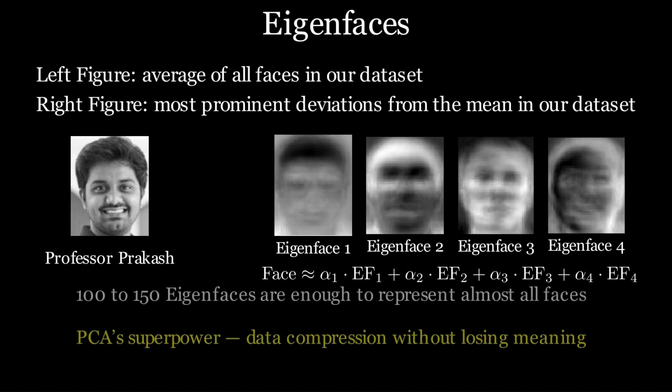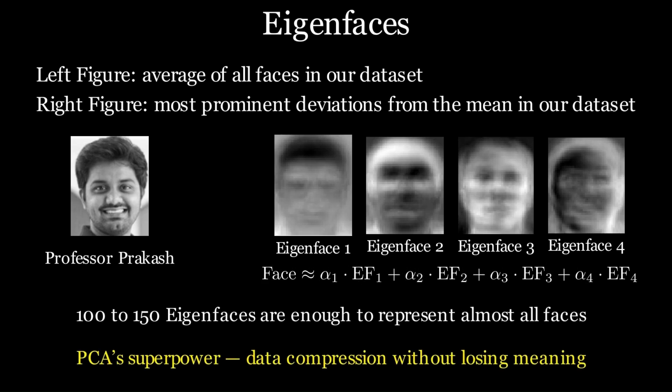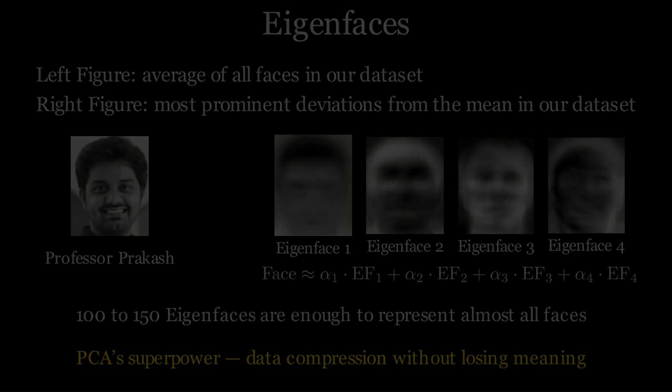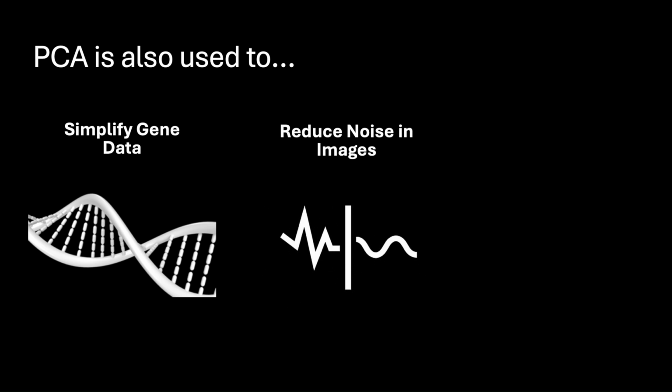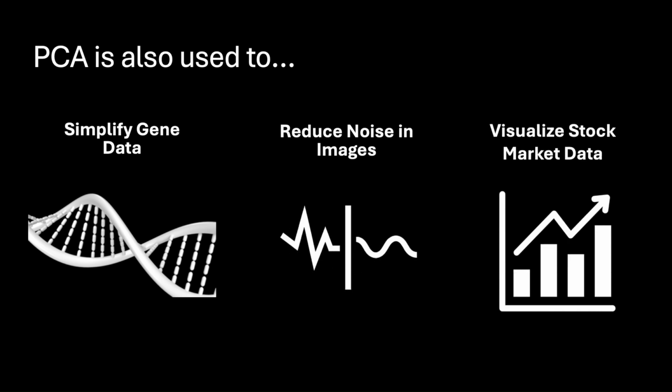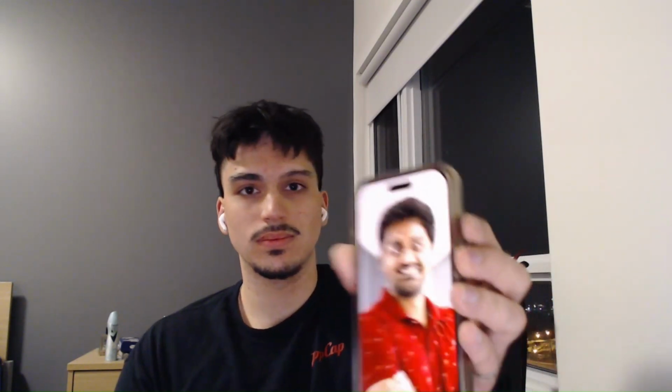All you need is around 100 to 150 eigenfaces to represent almost all faces. And that's PCA's superpower: data compression without losing meaning. Beyond compressing instructor Harish's face, PCA is used to simplify gene data, reduce noise in images, and even visualize high-dimensional stock data. So the next time your phone unlocks with your face or you're staring at way too many variables, remember, it's not about having all the data. It's about knowing where to look in Harish's eyes.